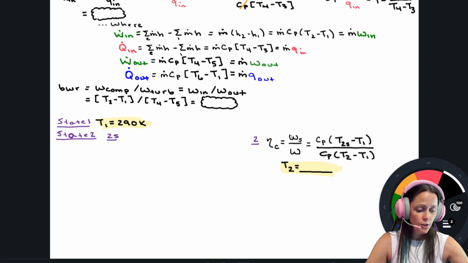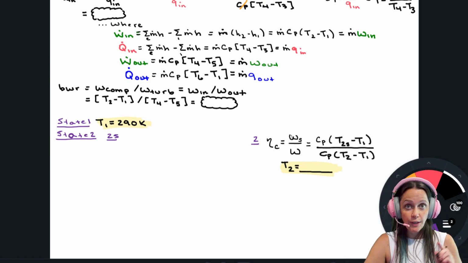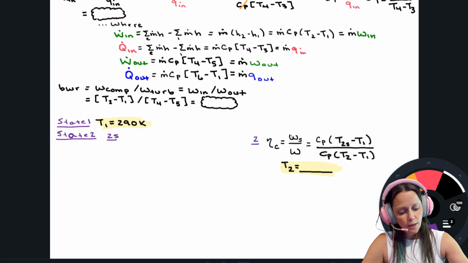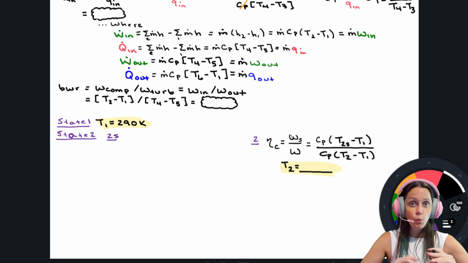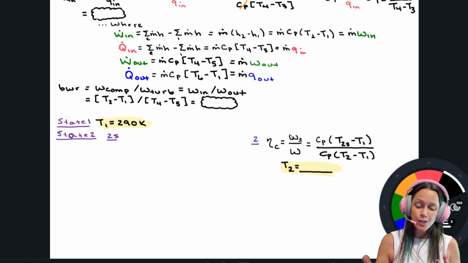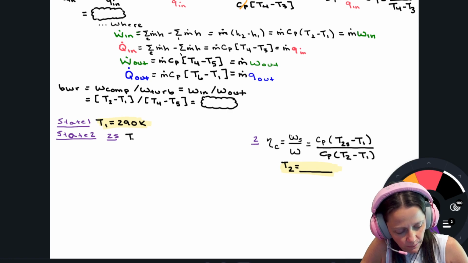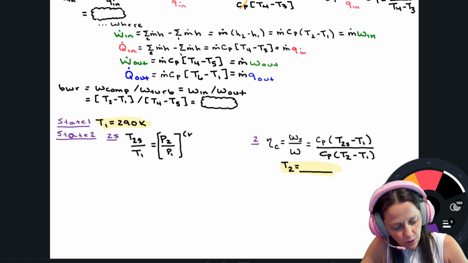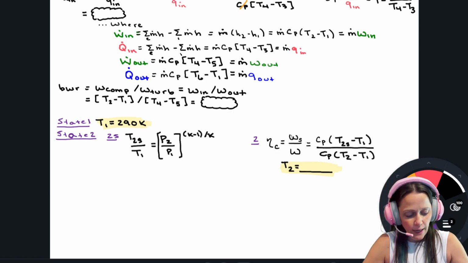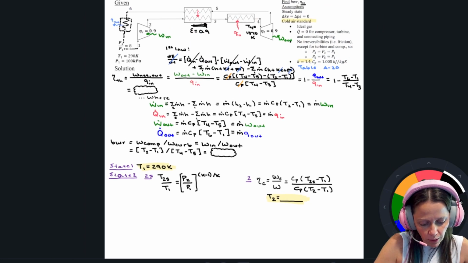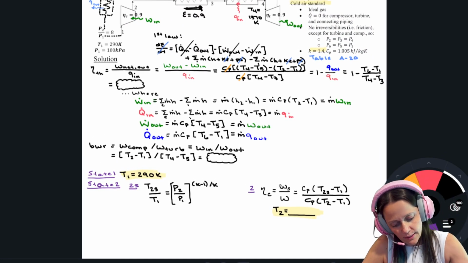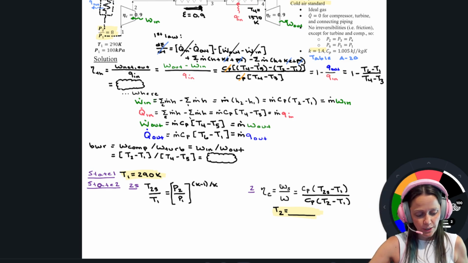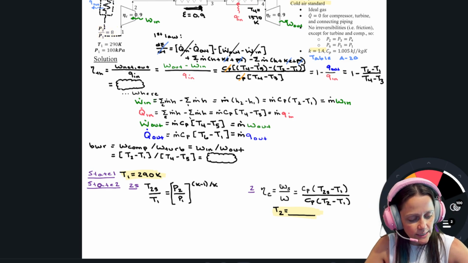Okay, so now I need to figure out state 2s. For that, I'm going to use an isentropic relationship, and I can use the one for constant specific heats. So it's going to be T2s over T1, which is equal to P2 over P1 to the K minus 1 over K. And I know P2 over P1, it's 8. They gave us the pressure ratio. So I'm all good there. I just need to plug in some numbers.